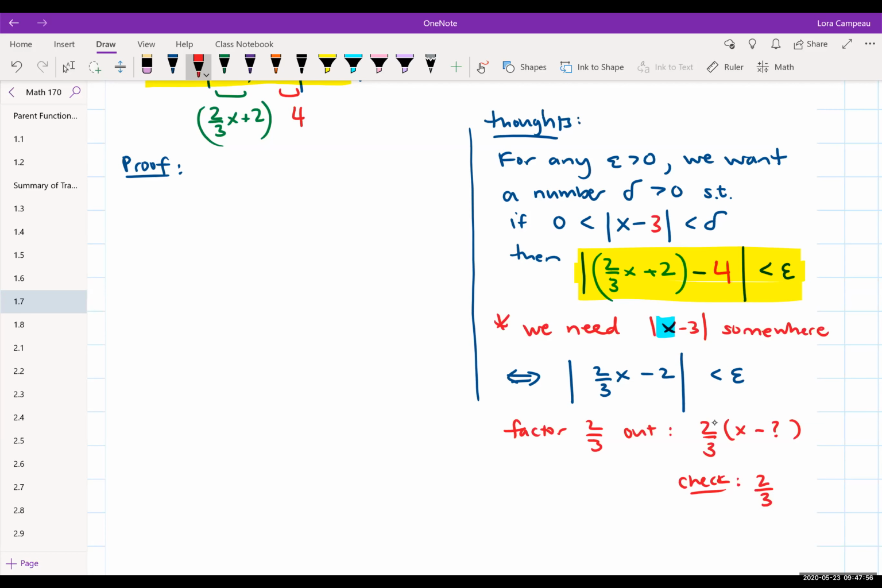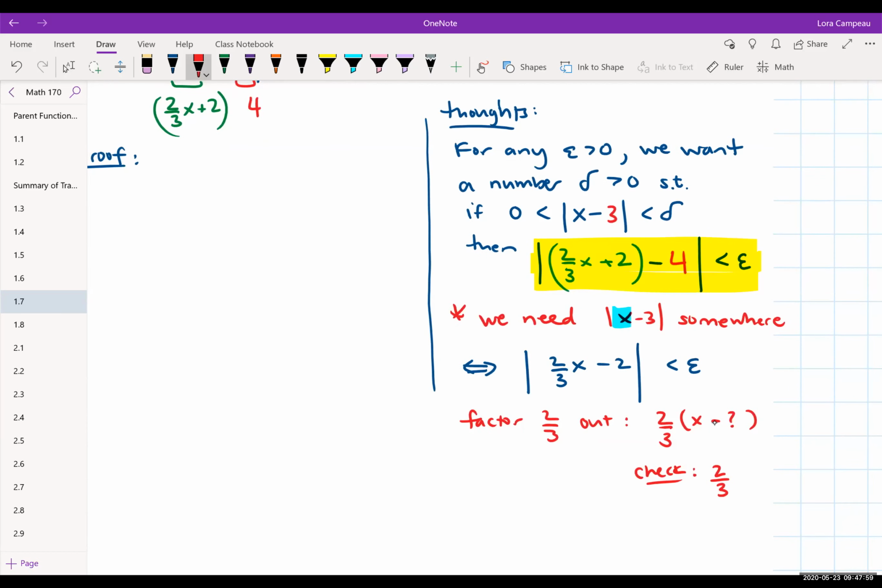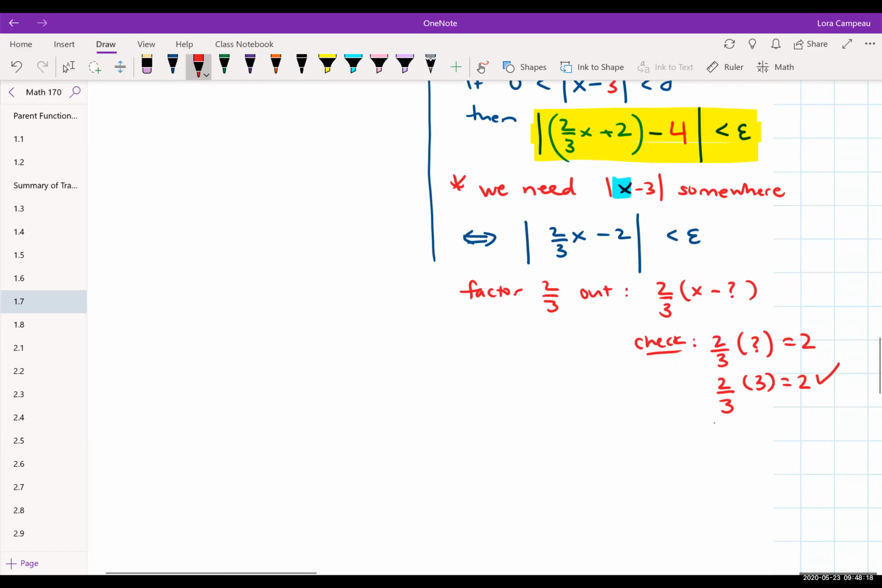So we've got 2/3 times what is going to give me 2. So you could test things out, but some of us see these faster than others. The way I see it is I'm seeing 2/3 times 3 equals 2. So when I do the factoring, I have my next step finally. It takes a little bit of time and patience. I factor the 2/3 out. I was hoping I was going to get an x minus 3, but I was not sure.